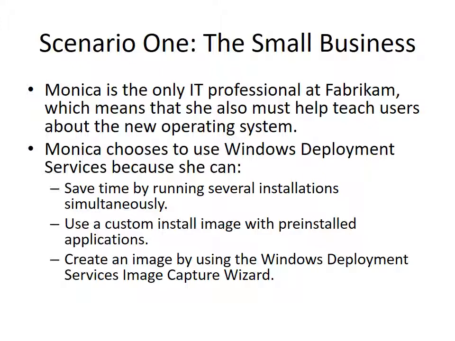She makes the smart choice because WDS allows her to save time by running several installations simultaneously. She could install the operating system on all 25 of her computers at the same time if she wanted to. That would take advantage of the multicast functionality we were talking about, which would save her even more time. She can use custom install images with pre-installed applications. This is really useful, especially if all of the users in this environment need the same set of applications. She could use her custom install image to pre-install all of the applications at once.